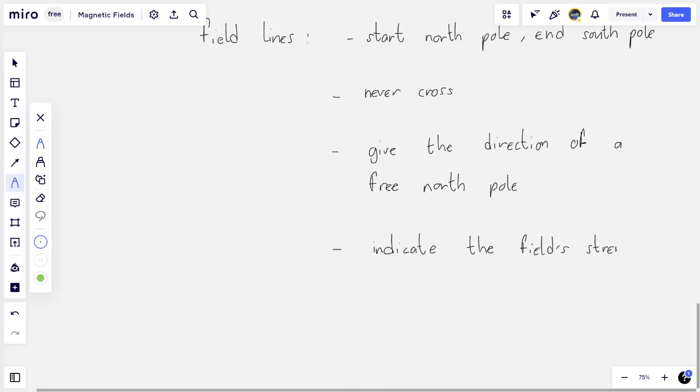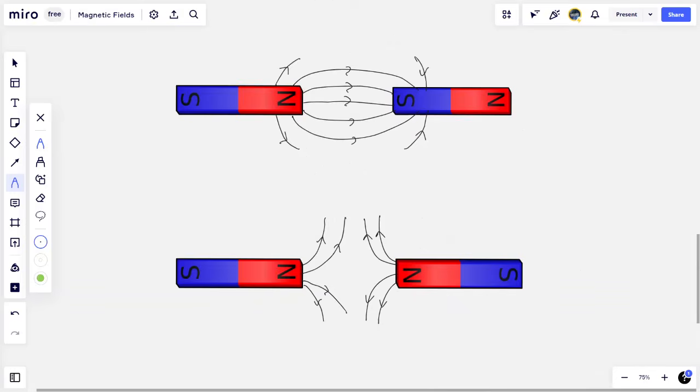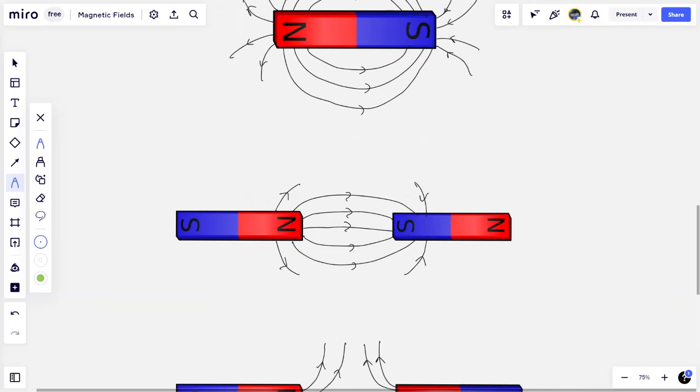So I didn't make this very clear in the diagram, but the field strength is indicated by the closeness of the lines. What you would notice is as we get further from the magnet, consecutive field lines are further apart. And what this means is that the field is weaker further from the magnet, which sort of makes sense. As you get further from the magnet, the magnetic field strength is weaker.